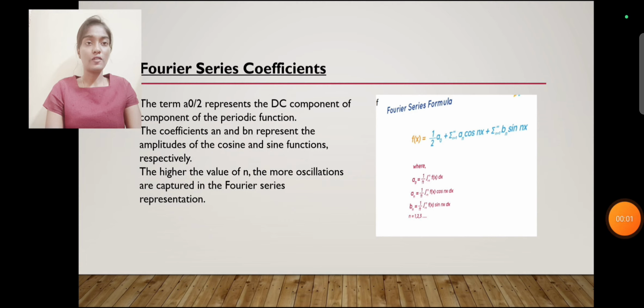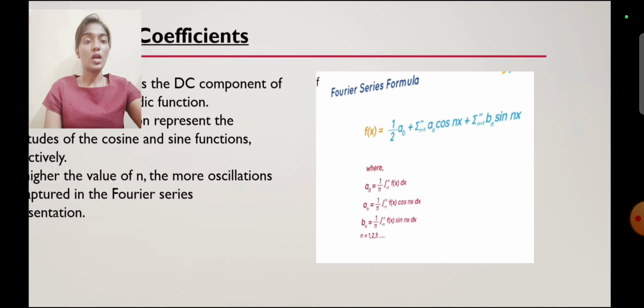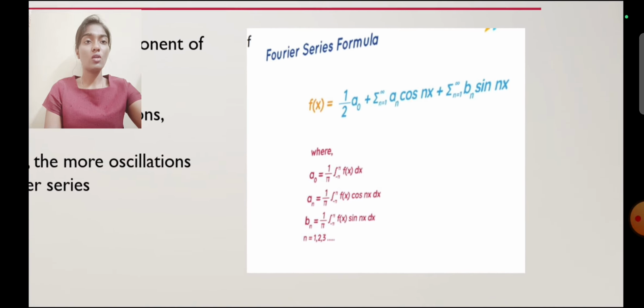Fourier series coefficients. The term a naught by 2 represents the DC component of the periodic function. The coefficients a n and b n represent the amplitude of the cosine and sine functions respectively. The higher the value of n, the more oscillations are captured in the Fourier series representation. You can see some of the formulas on the screen.